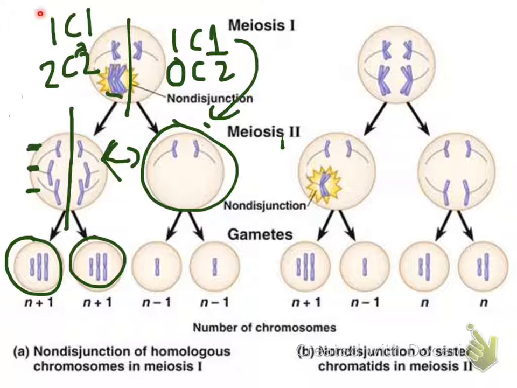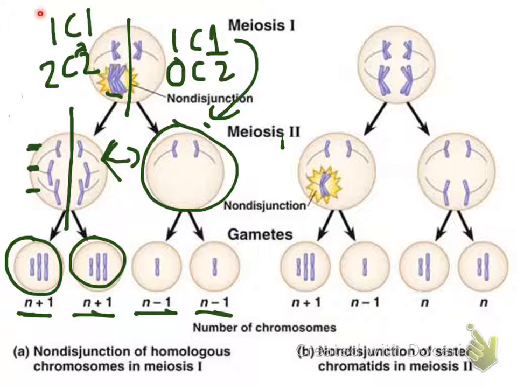Okay, so in this case, when we refer to each of these daughter cells, you'll see we have this N number. Remembering that N is the haploid number. So how many chromosomes are in a full set? Well, if you look at one of those cells, we had one copy of chromosome 1 and one copy of chromosome 2 is a full set.